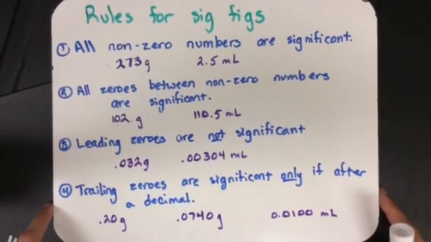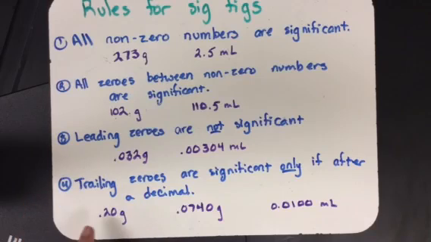Here's where it gets even more interesting. Trailing zeros are sometimes significant, only if they are after a decimal. So trailing zeros are those that come after a non-zero number. So here you have a 2. The 0 that comes after it is trailing. Since it is after the decimal, it is significant. So you have 2 sig figs in this value.